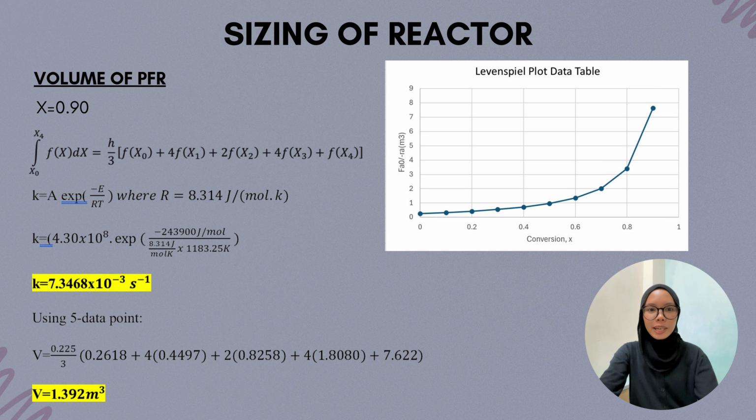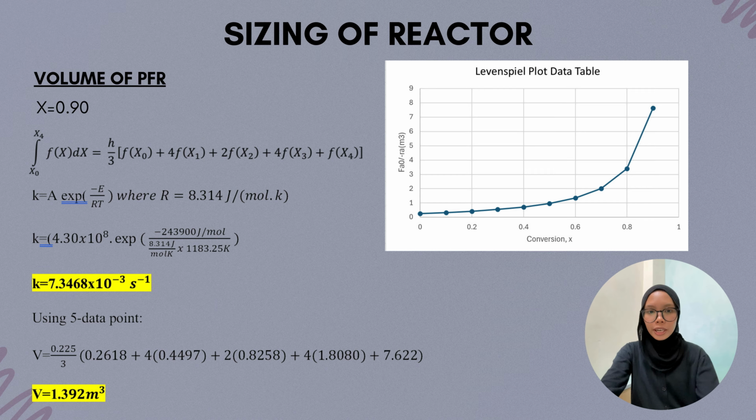Now, I will explain how we size the plug flow reactor using the Levenspiel method. For this, we calculated the reactor volume. We start with the integral. The integral represents the area under the Levenspiel curve. Because we cannot integrate directly, we use the Simpson's rule formula, which is shown in the slide.